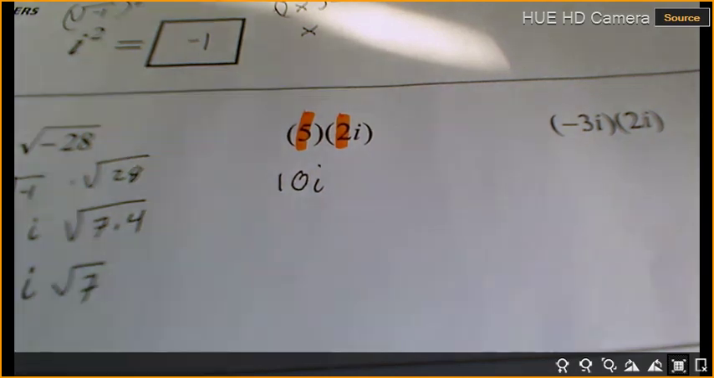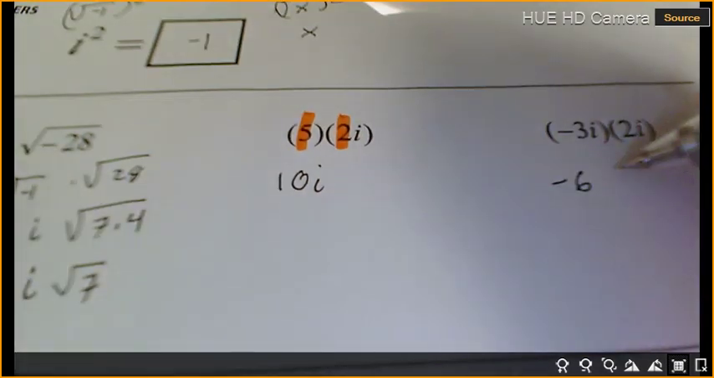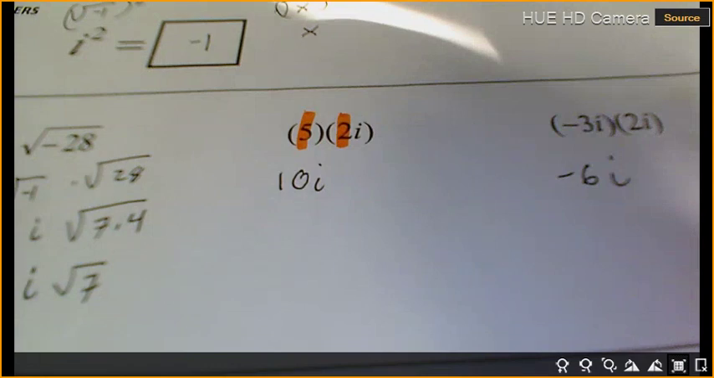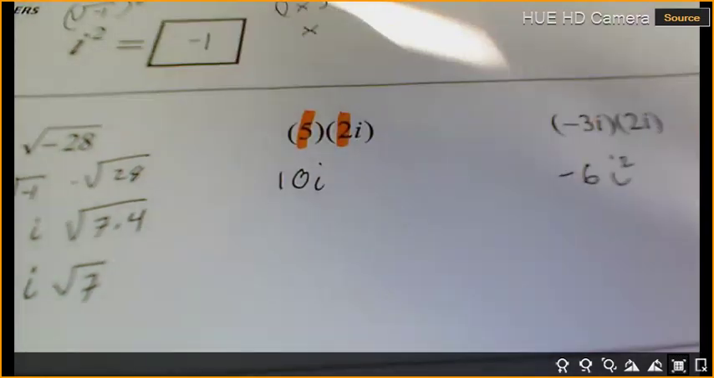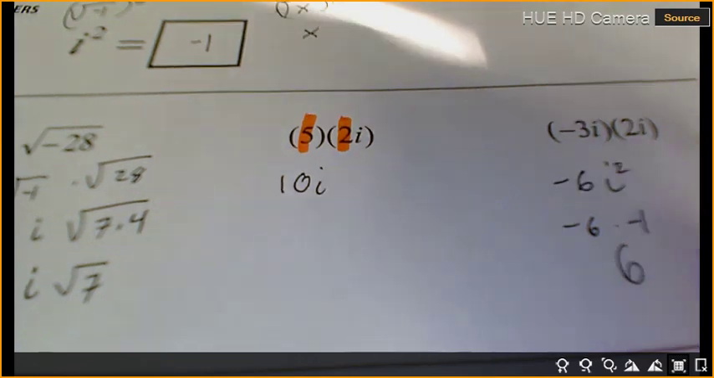That's the whole thing. So now we're doing negative 3 times 2. What's negative 3 times 2? Negative 6. i times i is i squared. What does i squared stand for? Negative 1. So we go negative 6 times negative 1 is positive 6.